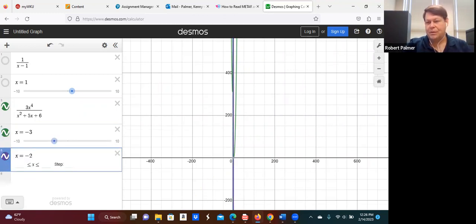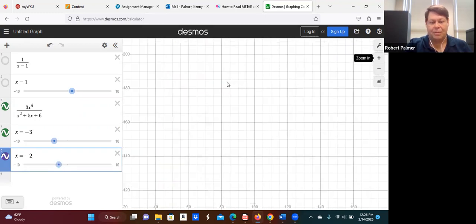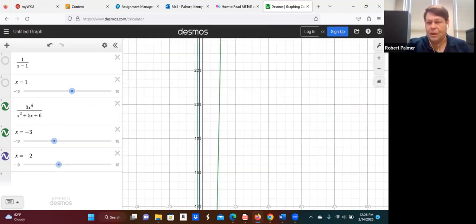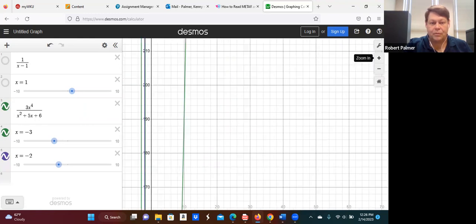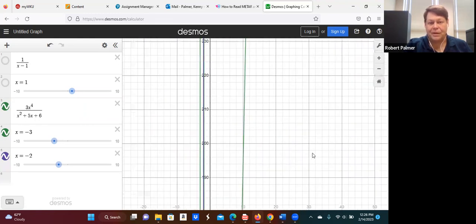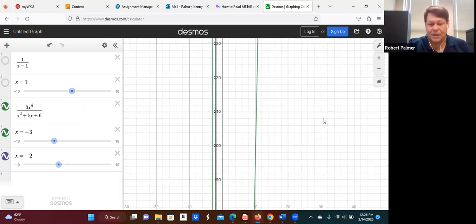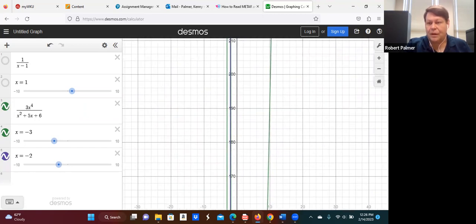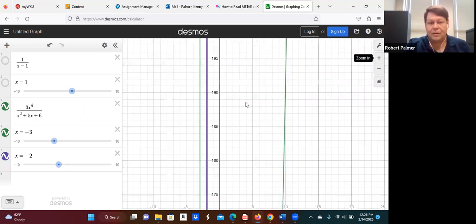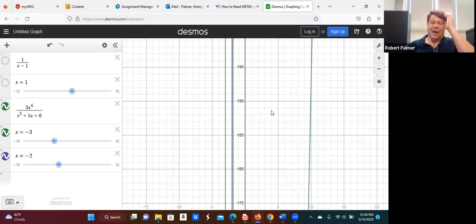A little hard to see. Let's see if I can zoom in on that. Let's see what happens. Yeah, it's hard to see here, but basically the same thing is happening. The function actually will never cross those lines, so it is really hard to see.